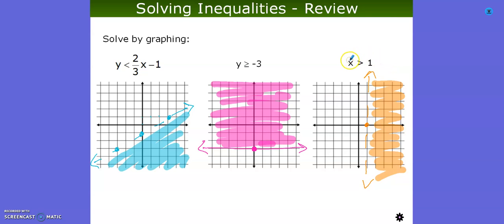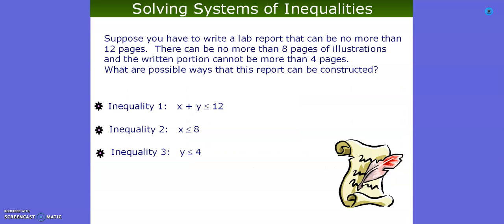Our last inequality, x is greater than 1. Plot 1 on the x-axis and draw a line through it. This one is dashed because it's just greater than, not greater than or equal to. And all the numbers that are greater than 1 are going to be to the right. If you can do this, then you can graph a system of inequalities.